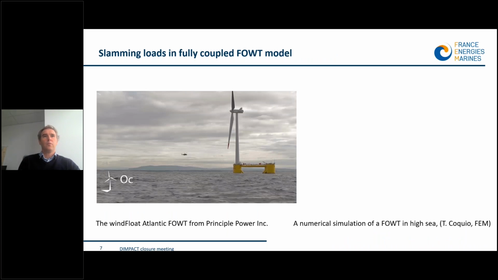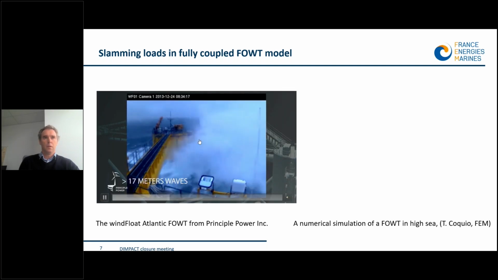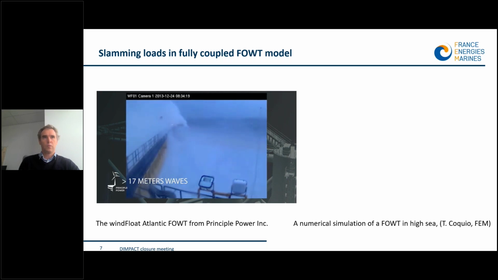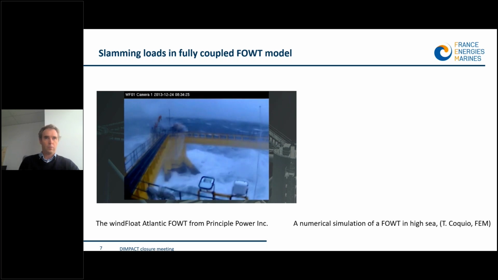Okay, so I'll try to give you a bit more of an illustration of the problem at hand. This is a video from the WindFloat Atlantic floating offshore wind turbine from Principal Power. Sorry for the loud sound. And you see that illustration of the problem at hand: breaking waves hitting the foundation of the floating offshore wind turbine. Okay, so it's a very complex situation. You see that the sea state is very messy.